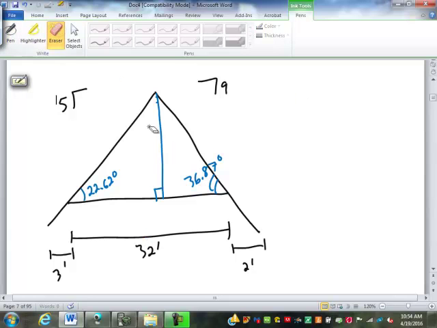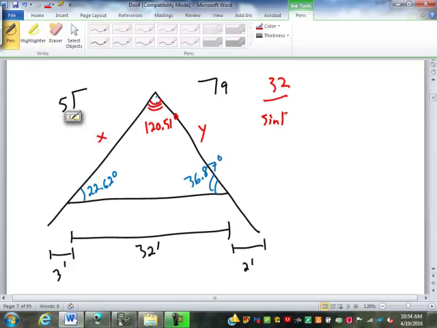And actually, before I cut it down the middle, let me wait. I got ahead of myself. Let's find, I'm going to call this here X and this Y. So what was this angle? 120.51. So we've got 32 over the sine of 120.51 degrees equals X over the sine of 36.87. That'll give us X.